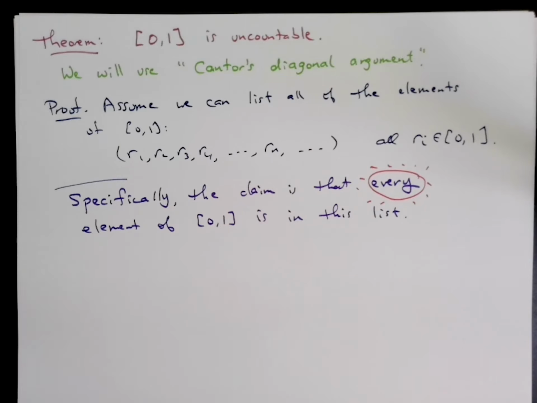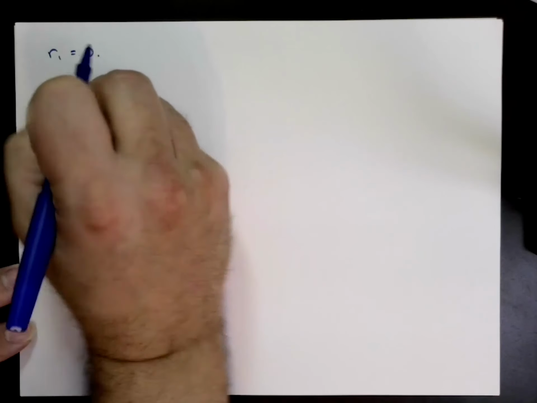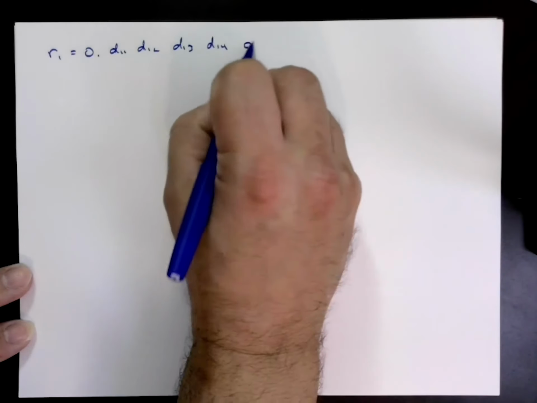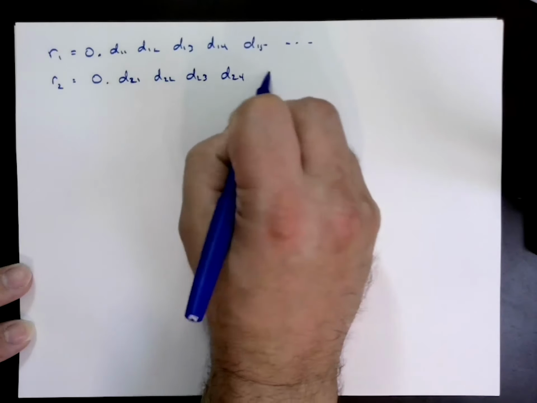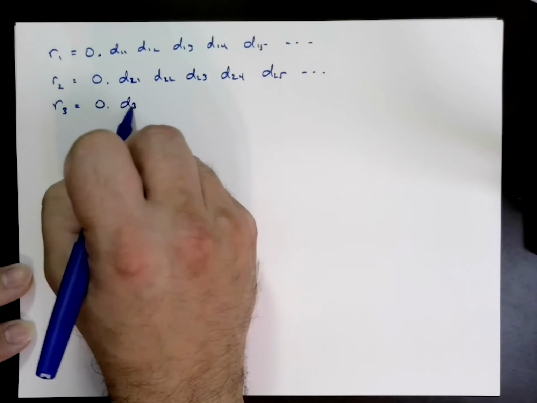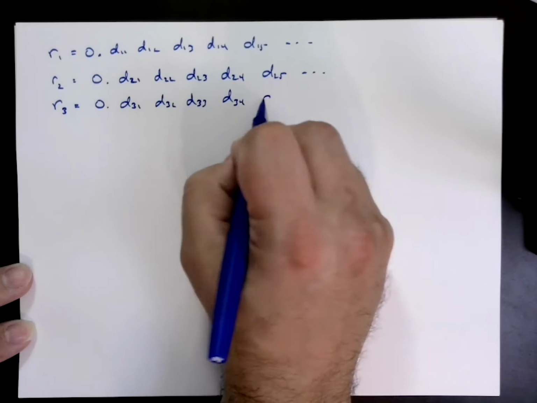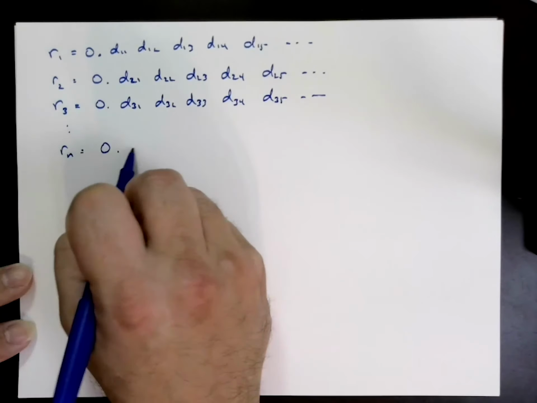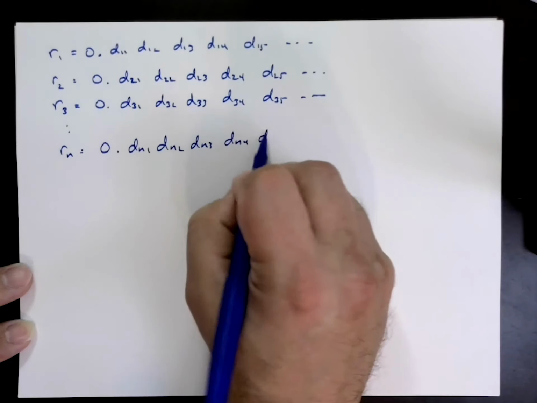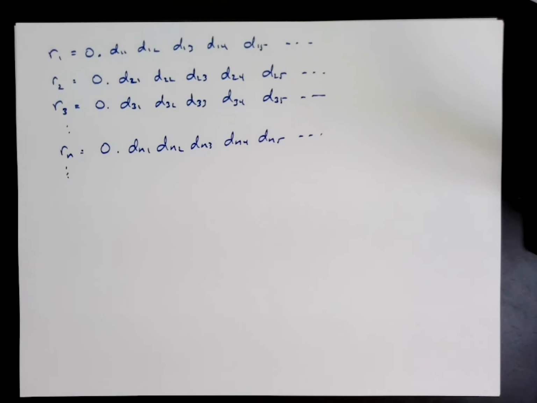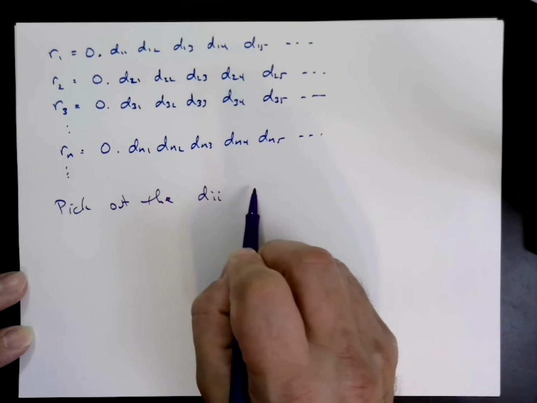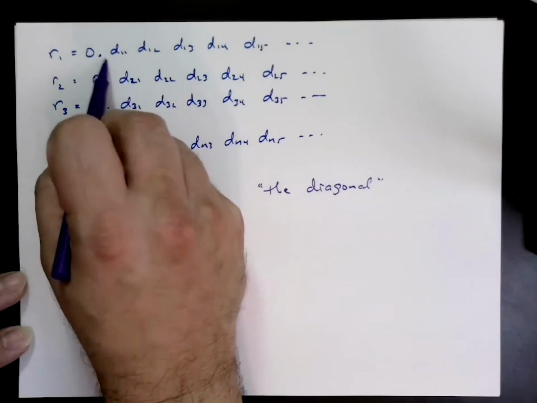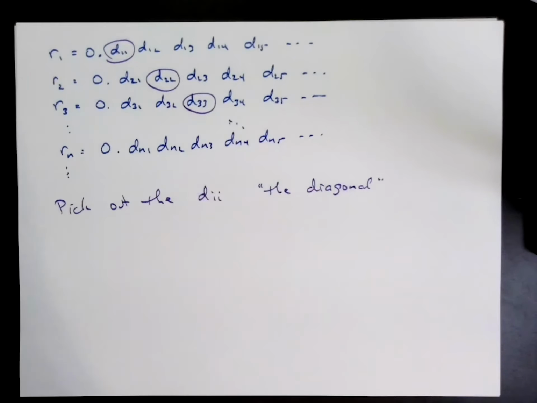Okay, every one of these real numbers has a decimal expansion, so let's just write out the decimal expansions and order it this way. The real number R1, we're going to call the digits D11, D12, D13, and so forth. The real number R2, we're going to call D21, D22, D23, and so forth. And we basically get this big array of numbers. Now what we do is let's concentrate on the diagonal elements, the Dii. So basically we're looking at the ith digit of the ith number.